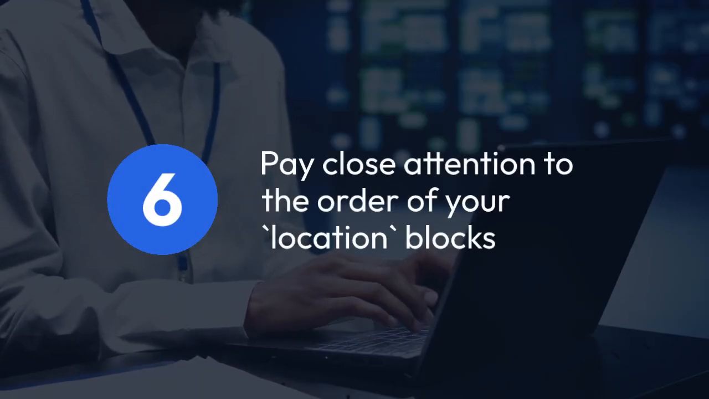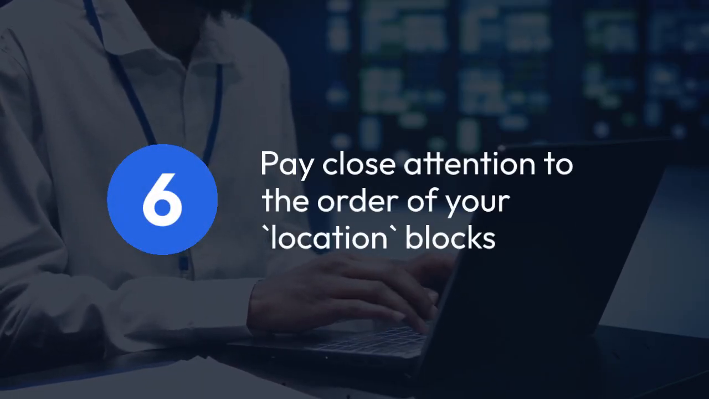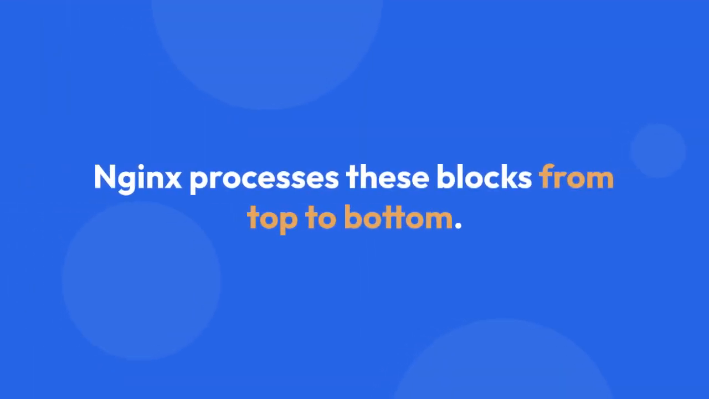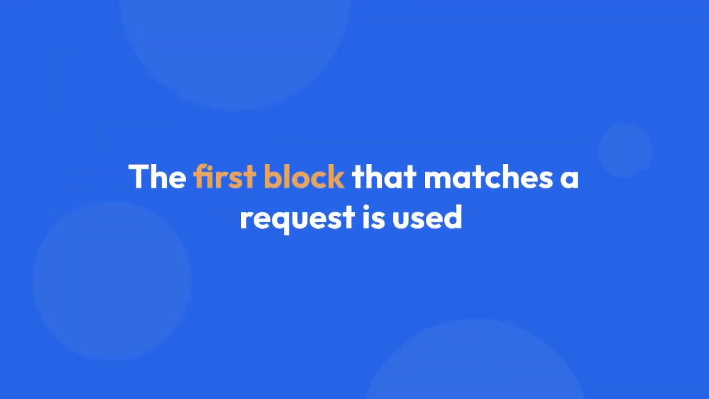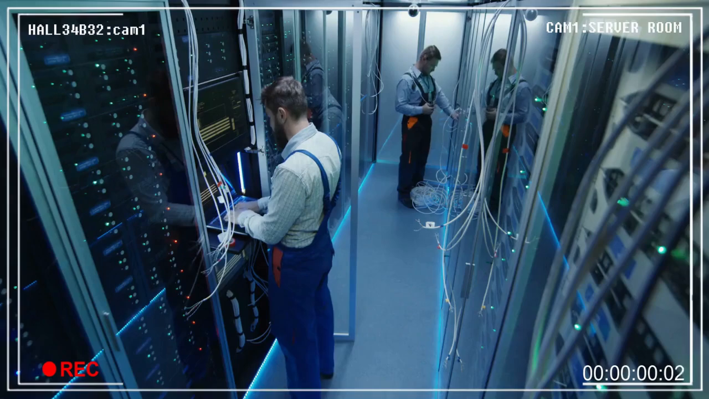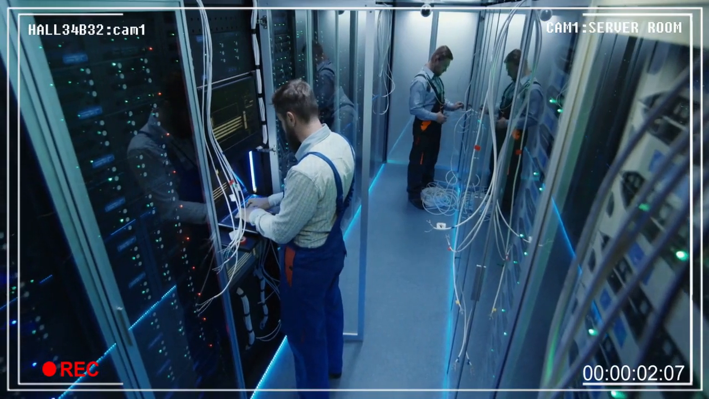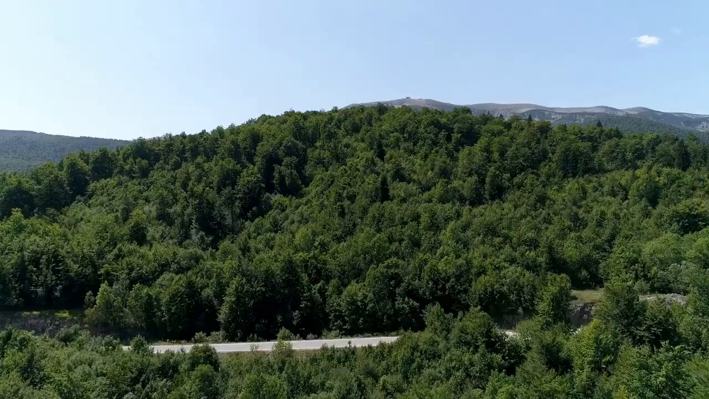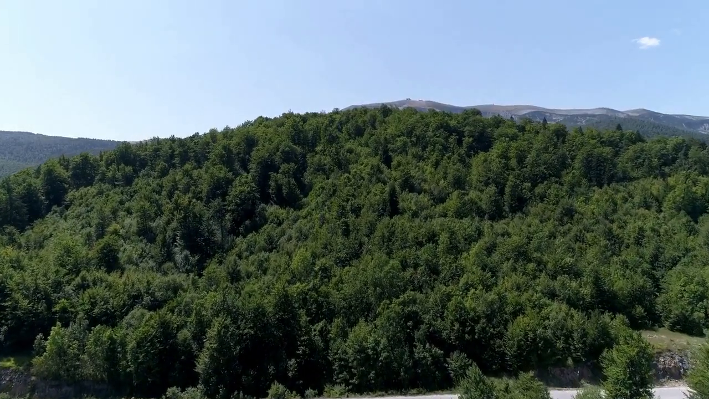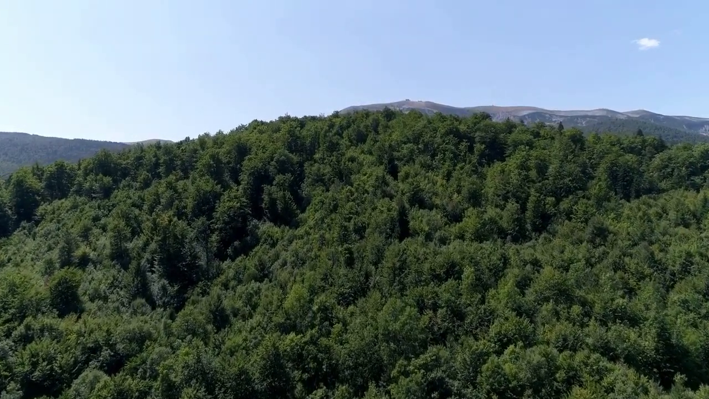6. Pay close attention to the order of your location blocks. Nginx processes these blocks from top to bottom. The first block that matches a request is used. A badly ordered configuration can lead to an invalid URL prefix error if a more specific location block is overshadowed by a less specific or more general one.